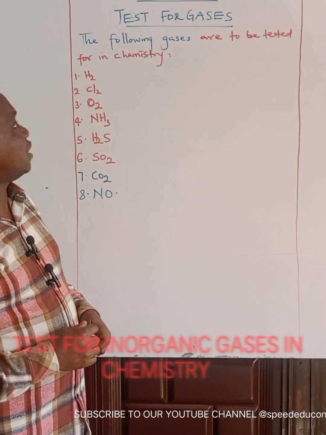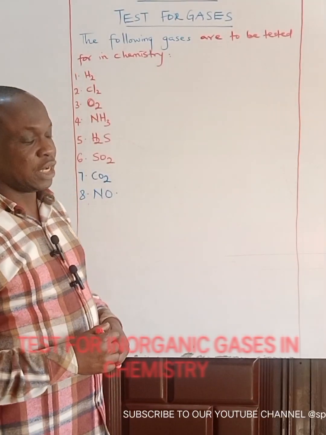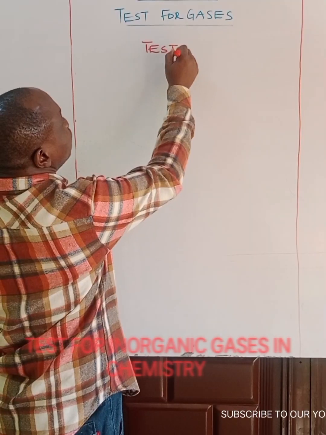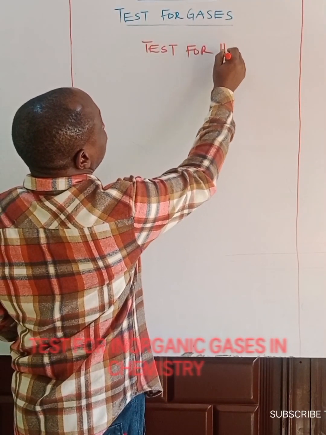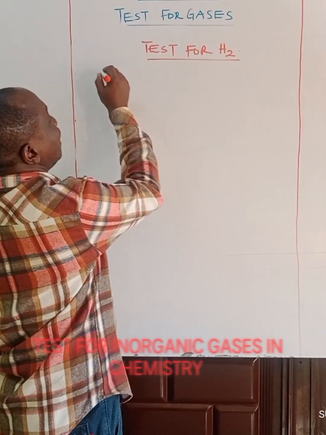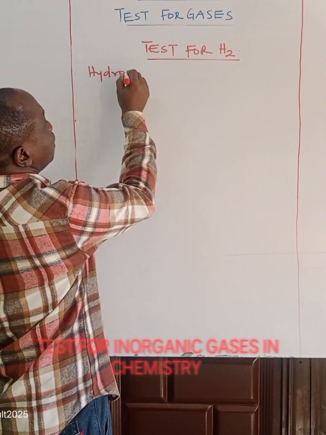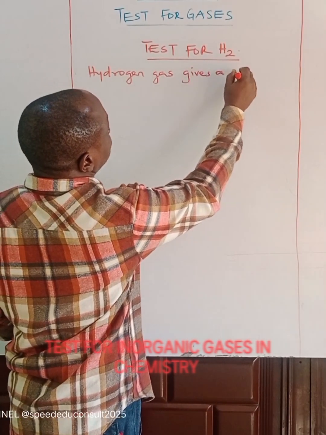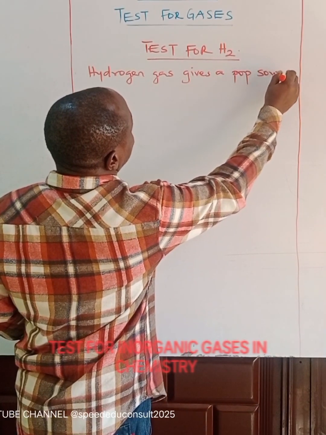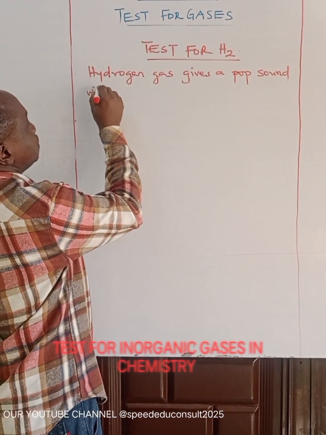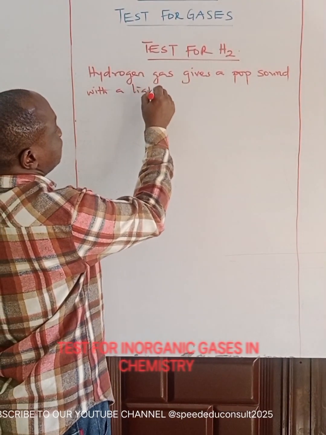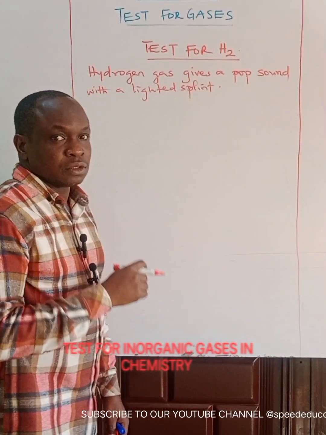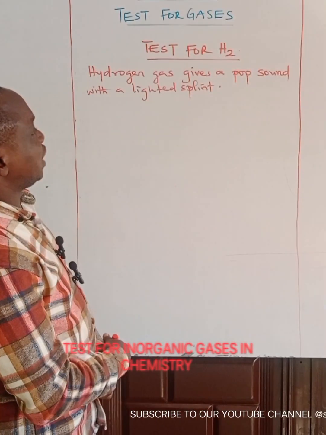So let's start with hydrogen gas. Test for hydrogen gas. Hydrogen gas gives a pop sound with a lighted splint.